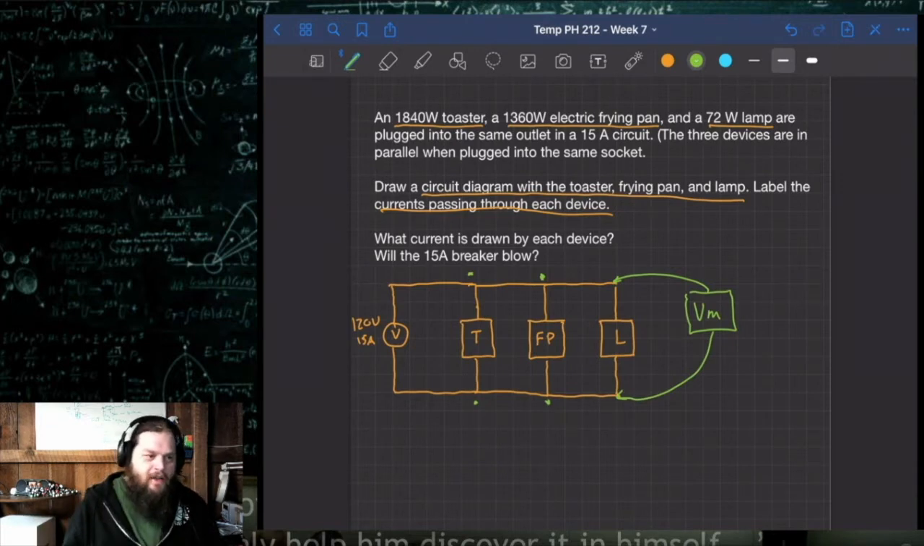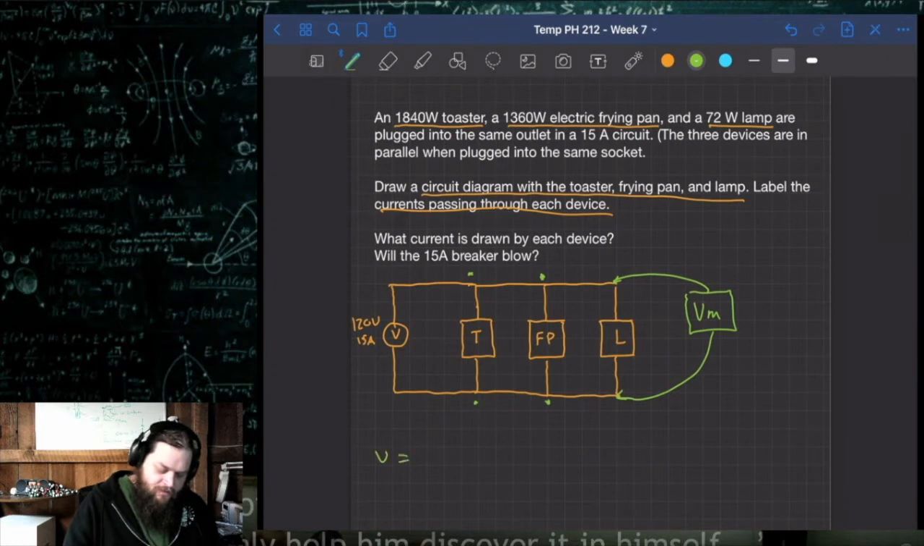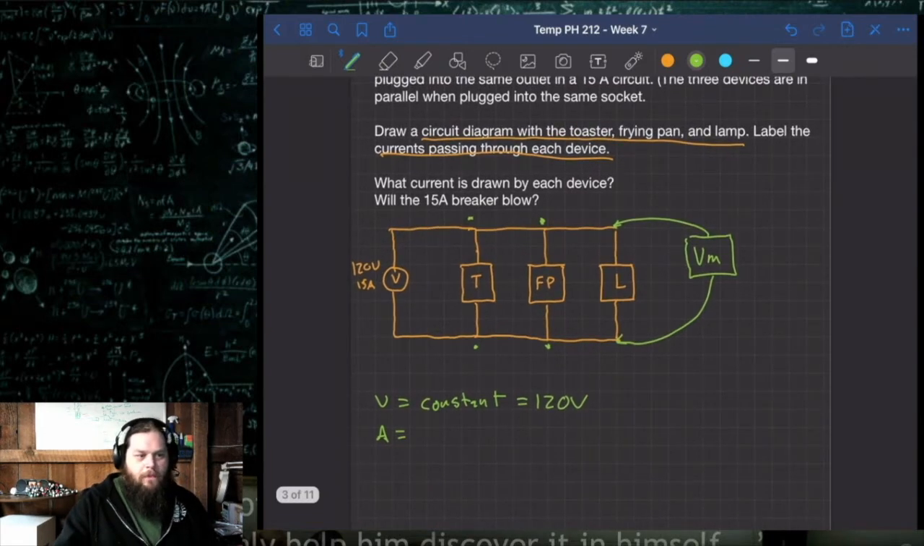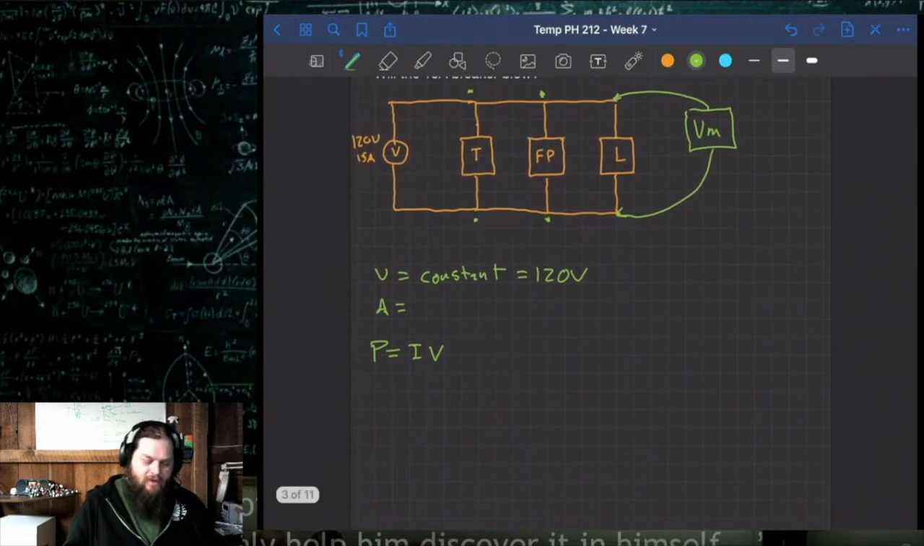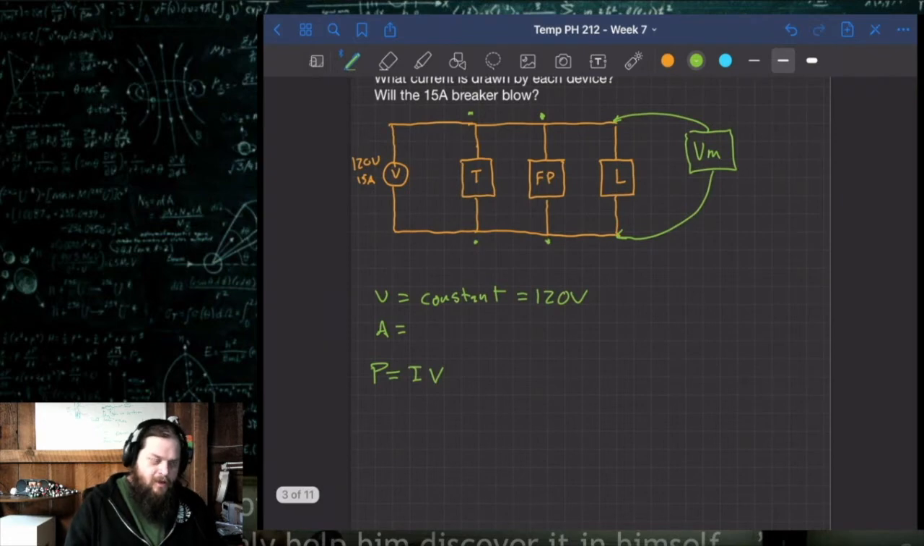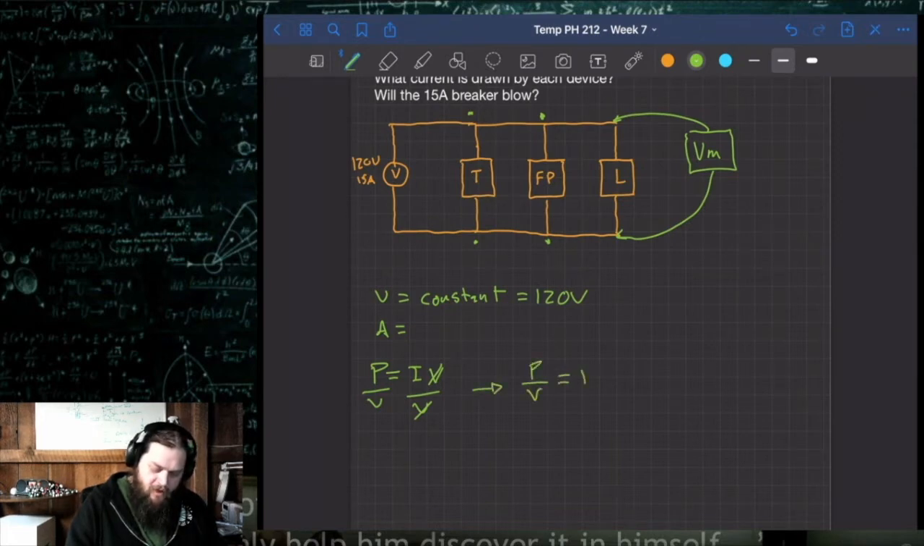So we can use that idea that the voltage is constant at 120 volts, okay, to find the current. And this is just applying the idea of what power is, right? Because power is equal to current times voltage, right? So we can do that for each of these devices because we know how much power it is. We can use that to find the current just by dividing each side by voltage. So the power divided by the voltage is going to equal our current. And that's what we need to find out for each of these.